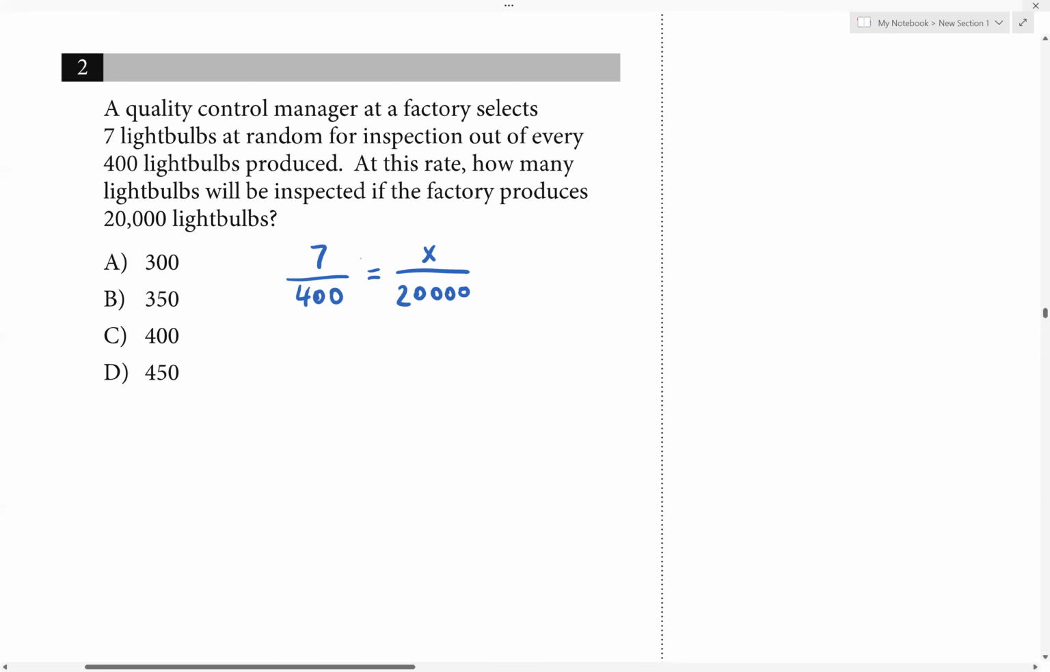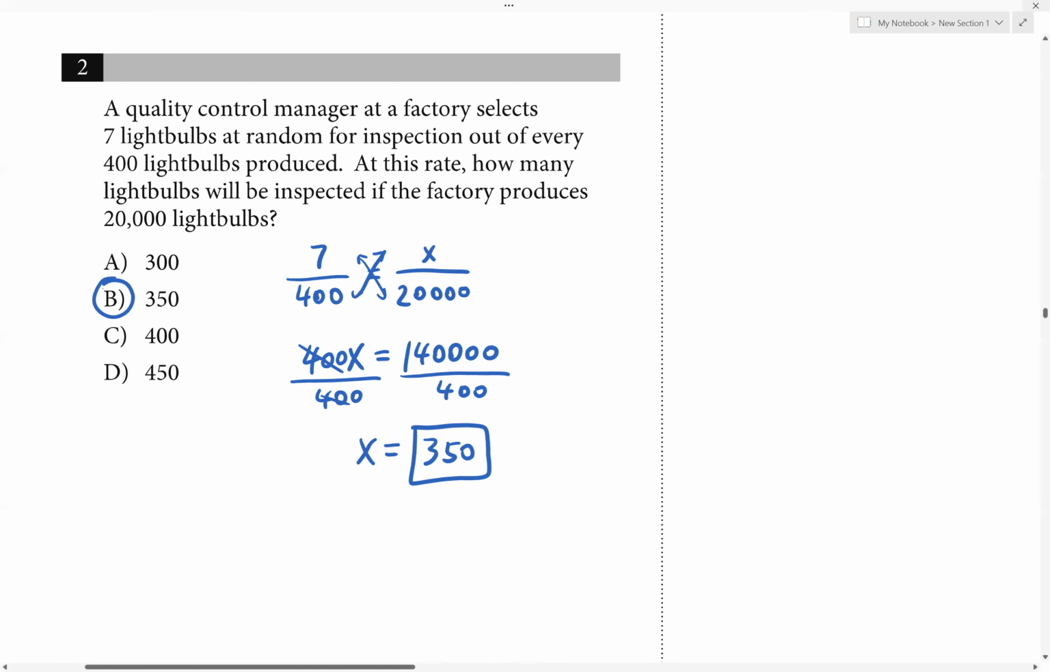Okay, so it will be like, cross it over, and then we can use our calculator. So 400x is equal to 20,000 times 7, that should be 140,000. Okay, 140,000. And to solve for x, you have to divide by 400 on both sides. All right, so the 400 cancels. So we get 350 when we divide. All right, so letter B, that should be our final answer for number 2.